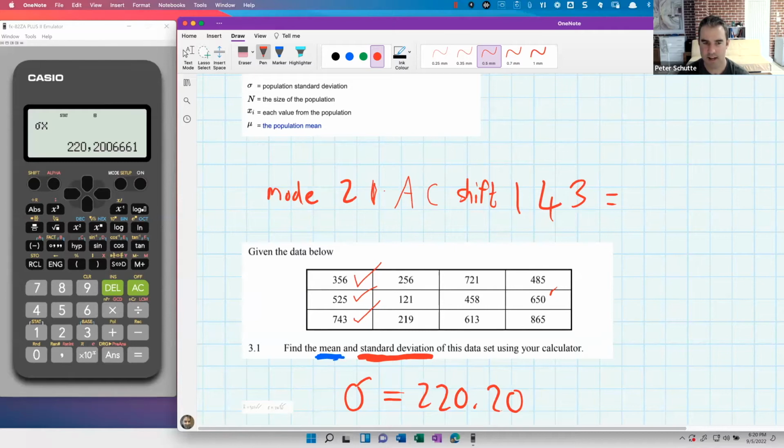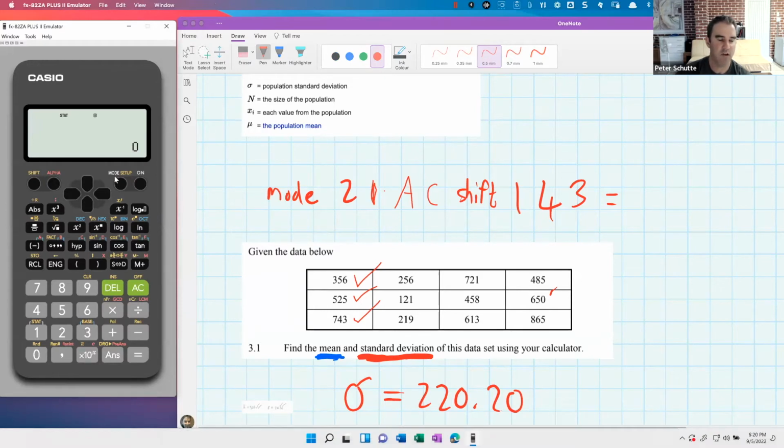So your standard deviation for this data set should be 220.20. Okay. So if we think about, I'm not going back to the very beginning, but just to show you, if I go Shift 1, then 2, my data is already there. It's been entered. So I then hit AC. Okay, so now that's when I'm actually going to get my values.